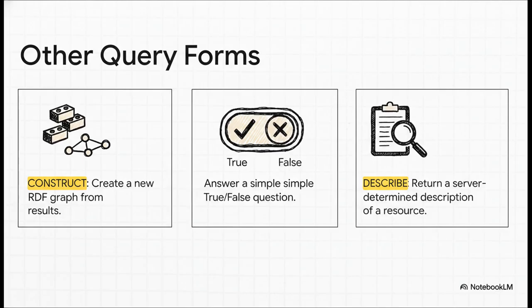CONSTRUCT is super powerful. It lets you build a whole new data graph from your results. ASK is the simplest of all. It just gives you back a yes or a no. And DESCRIBE is kind of like asking the server, hey, tell me what you think is important about this thing.